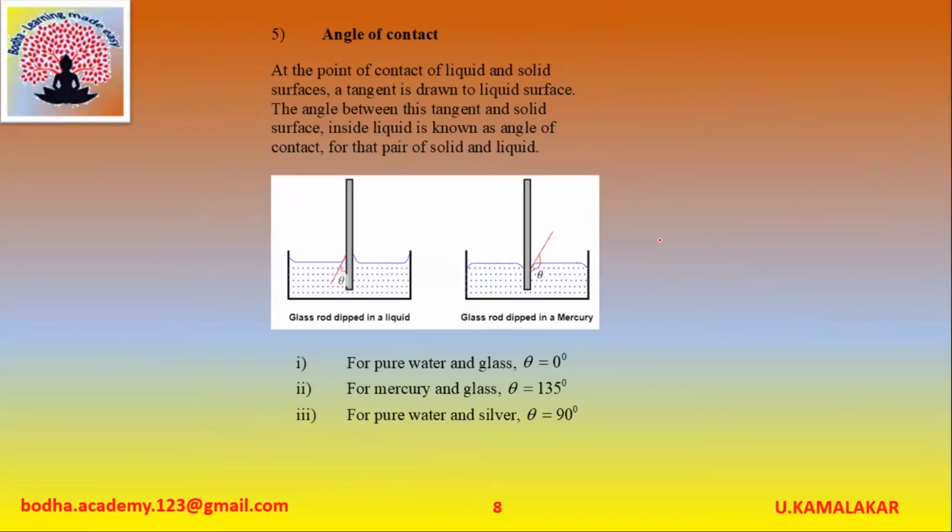Next topic, angle of contact. At the point of contact of liquid and solid surfaces, a tangent is drawn to the liquid surface. The angle between this tangent and the solid surface inside the liquid is known as the angle of contact for that pair of solid and liquid. For pure water and glass combination, the angle of contact is 0 degrees. For mercury and glass combination, it is approximately 135 degrees. For pure water and silver, it is 90 degrees.